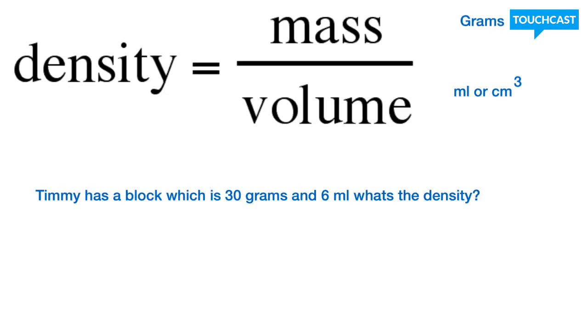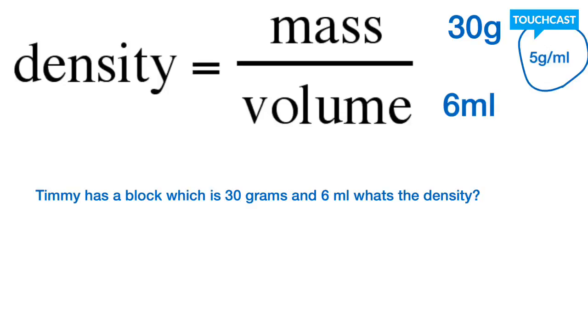Let's go ahead and work this problem out together. So if Timmy has a block which is 30 grams and has a volume of 6 milliliters, what is the density? Well, you would simply put the 30 where the mass goes, and the 6 milliliters where the volume goes, and then calculate it out. And 30 divided by 6 would equal 5 grams per milliliter. That means every milliliter of that block weighs 5 grams.